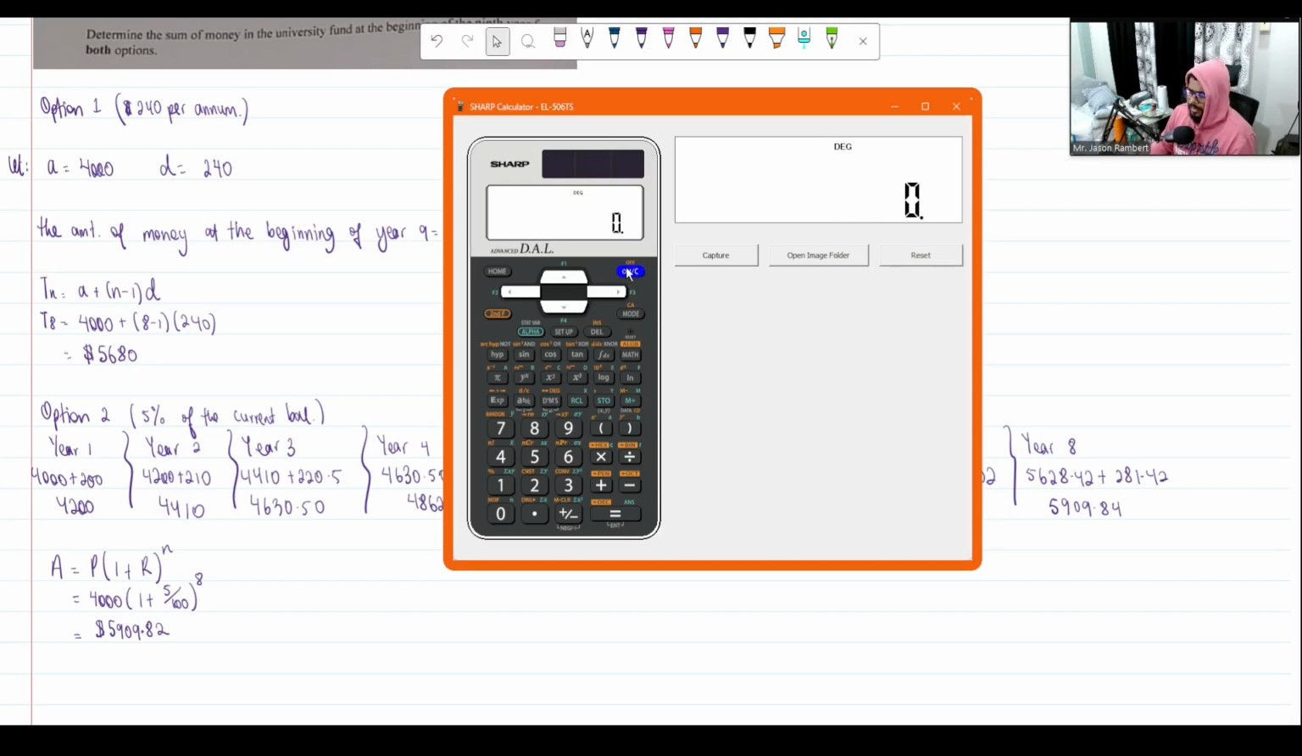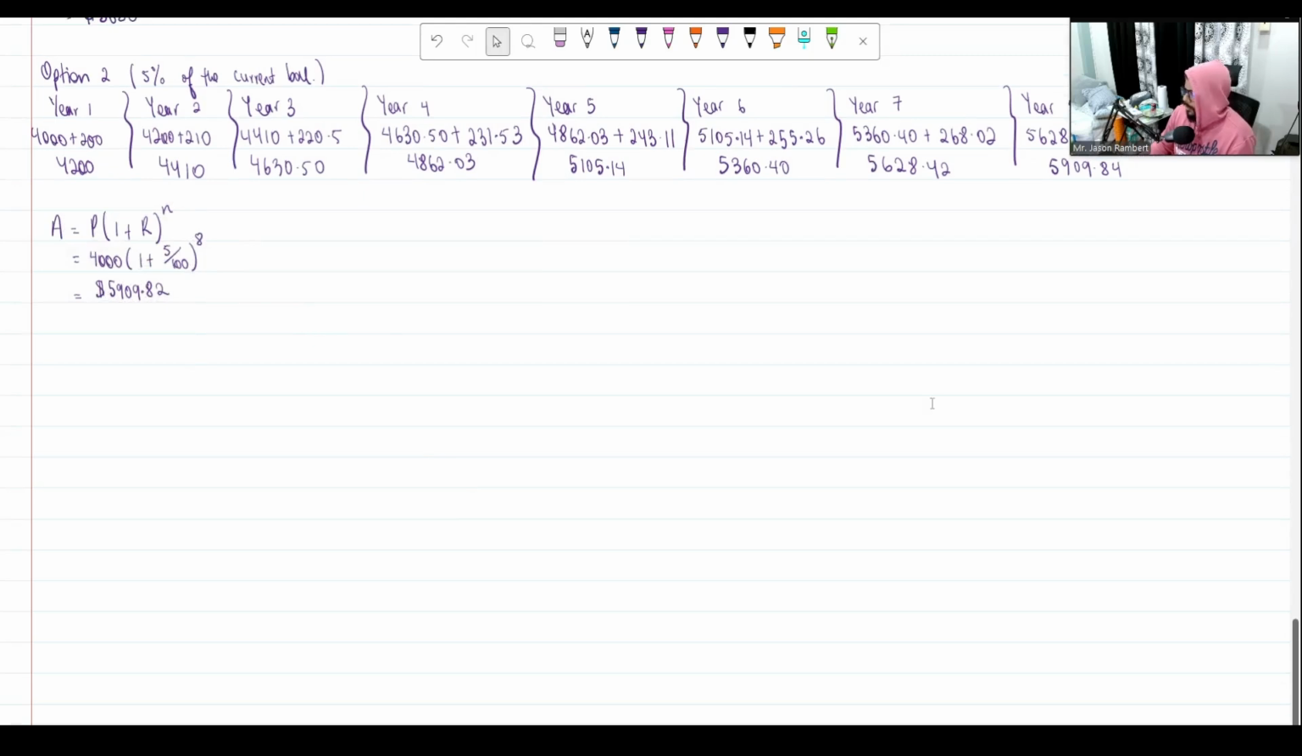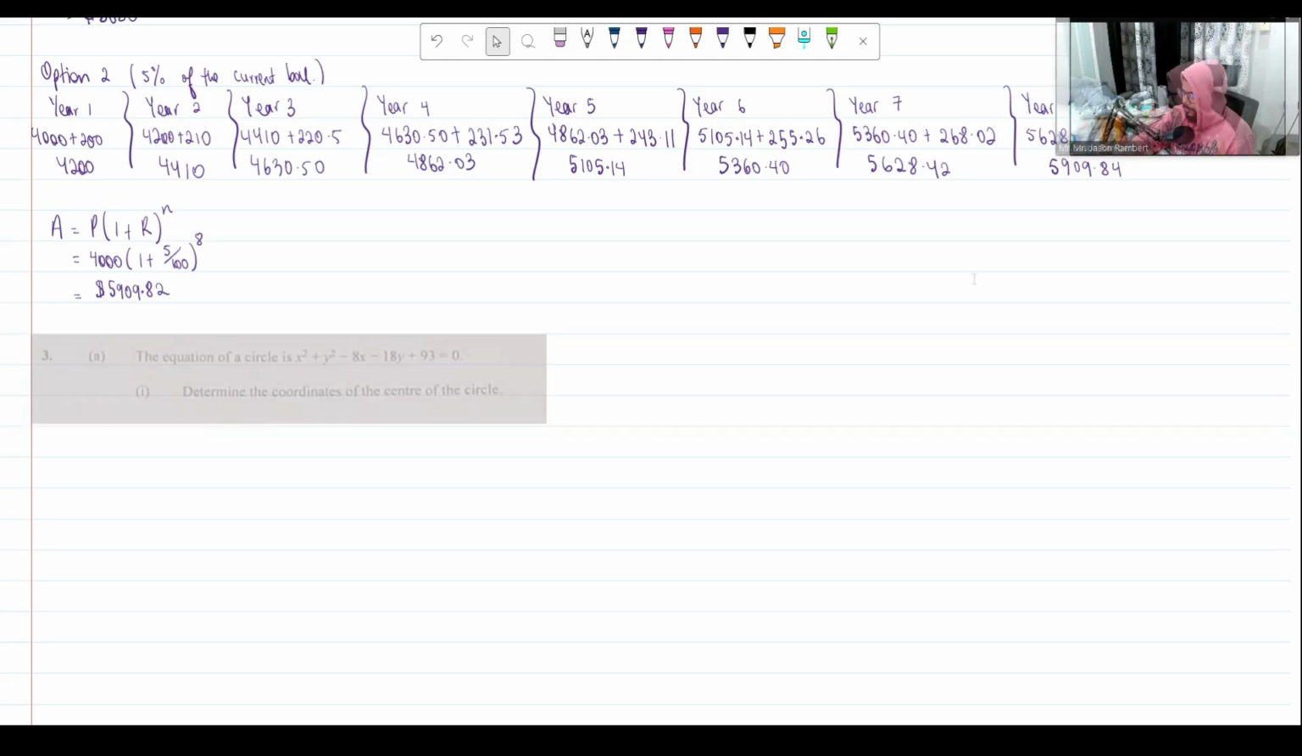And let me check back and see if the GP will work for this. 4,000 times 1 minus 0.05 to the power of 8, divided by 1 minus 0.05. No, the GP wouldn't work unless I mess up the formula. Right, so this is the compound interest formula. So that's it for number 2. Let's move on to number 3.